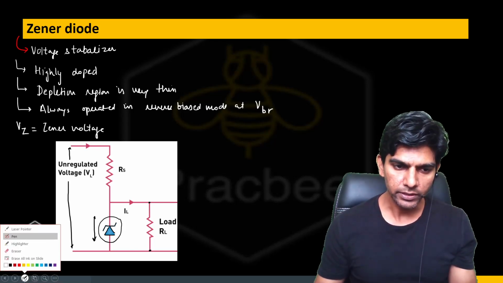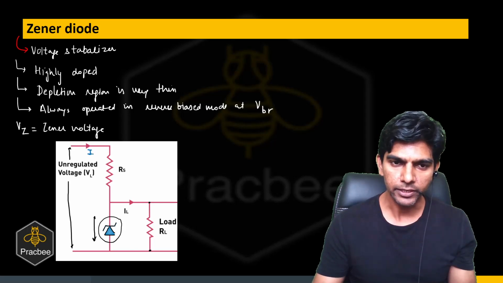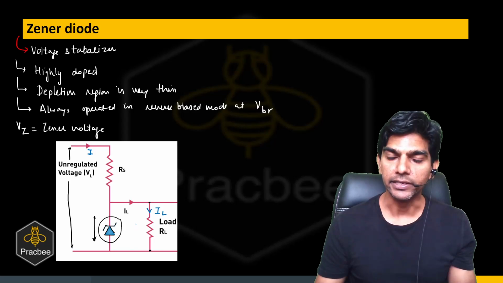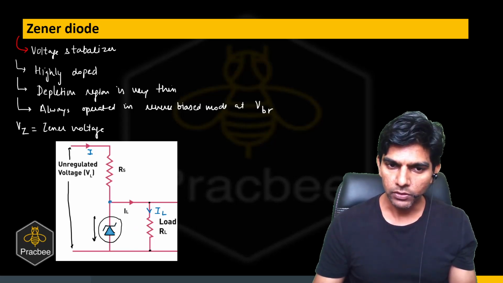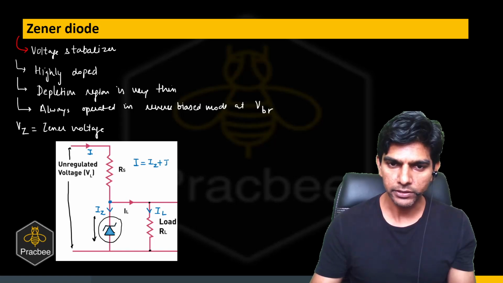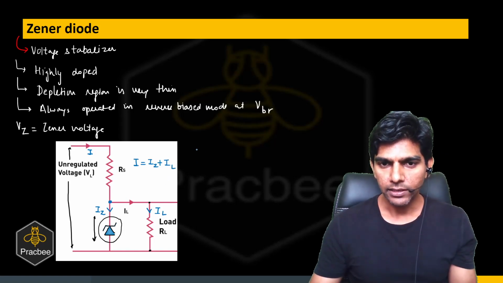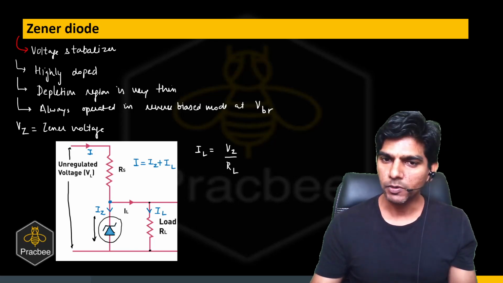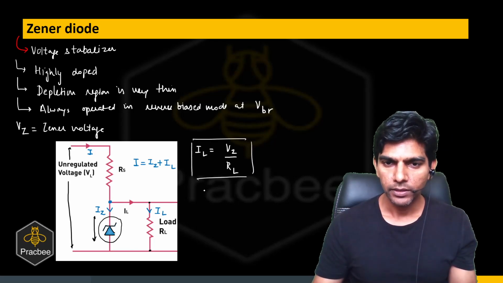Can you see some important currents in this circuit? Let us say this is the input current I, and the current going through the load is the load current IL. If I apply the junction law at this junction, there will be a current through the Zener, which I'll call the Zener current. By the junction law, I is the sum of the Zener current and the load current. So how do we find IL? IL is nothing but the Zener voltage divided by the resistance of the load. So this will be the load current.